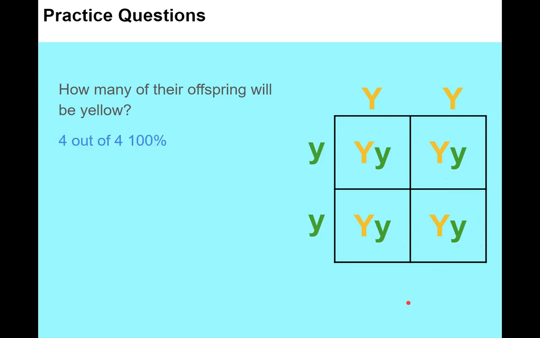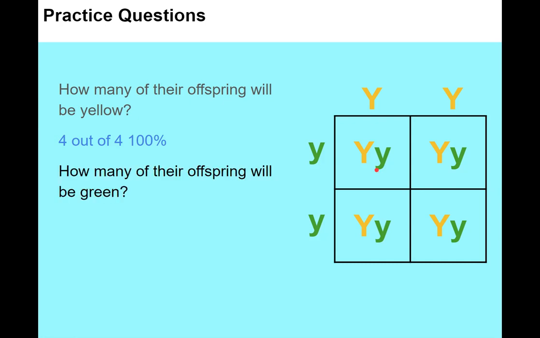Okay, it's 4 out of 4. So 100% of the offspring will be yellow because every single one of these offspring has a big Y in it. If it's got a big Y in it, it's going to be yellow because yellow is dominant. Even one big Y means yellow. Doesn't matter if the little y is there because it's recessive. The only way it would show up is if there's no dominant allele to cover it up.